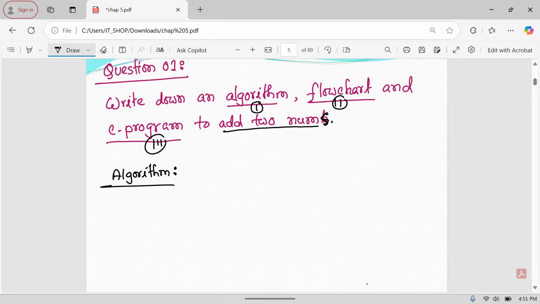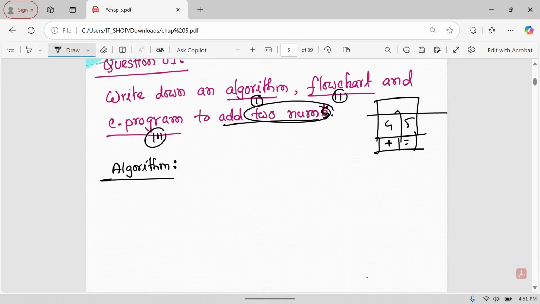Okay, so what is the question? The question is to add two numbers. So just imagine that you have two numbers, 4 and 5, and you want to add these two numbers. The format to write down the algorithm is step 1, step 2, step 3. This format we are using. So step 1 is start.